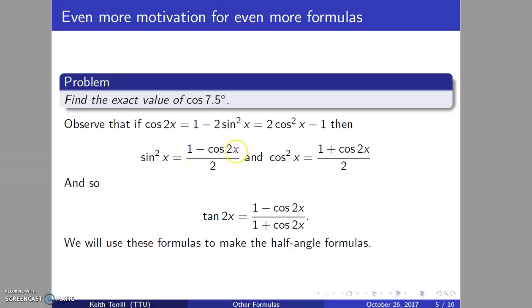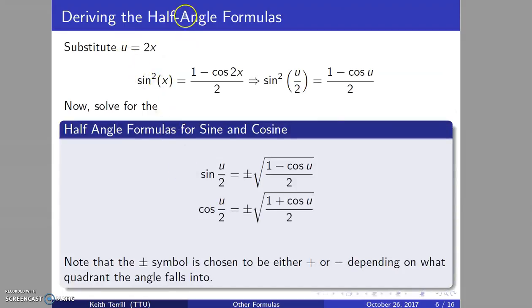And what we're going to use with this is the fact that I've got double here and half here. So why don't I write 2x as u and x as u halves, right? Make this substitution. So I've got sine squared of u halves equaling 1 minus cosine u over 2. And I take the square root of that, I'm going to get the square root of 1 minus cosine u over 2, and it's going to be plus or minus, where the plus or minus depends on what quadrant u over 2 is in. If u over 2 is in the first quadrant, sine's positive, cosine's positive. If it's in the third quadrant, sine's negative, cosine's negative, second quadrant, fourth quadrant, and so on.